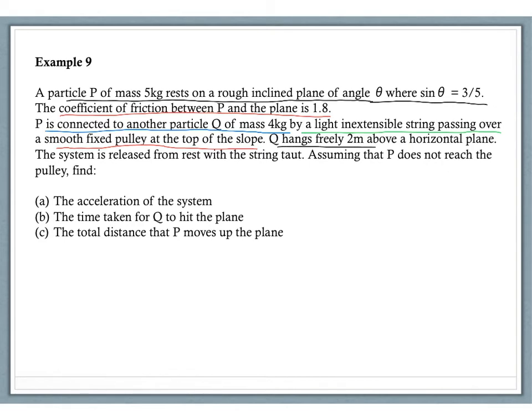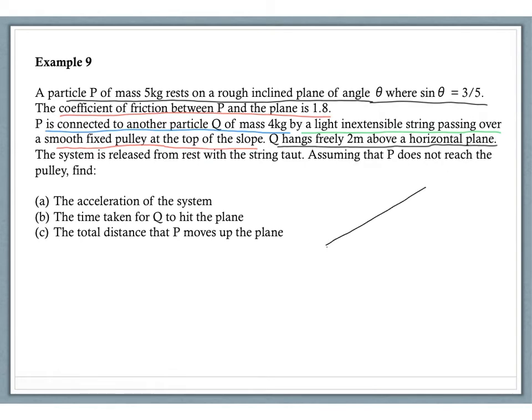Q hangs freely 2 meters above a horizontal plane. The system is released from rest with the string taut. Assuming that P does not reach the pulley, find these 3 things. This calls for a very clear diagram.